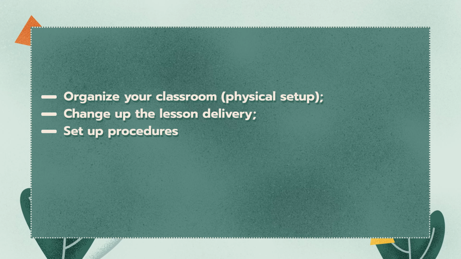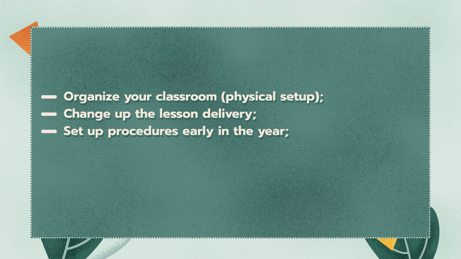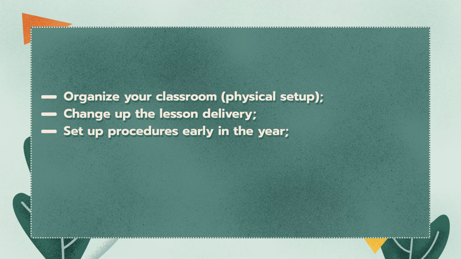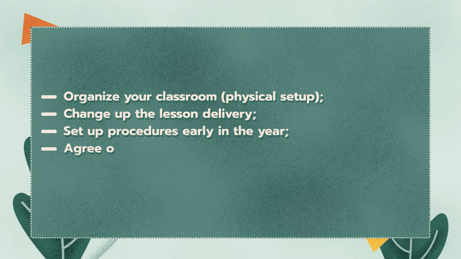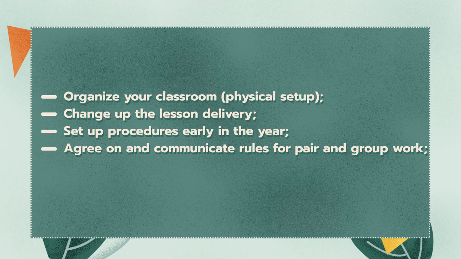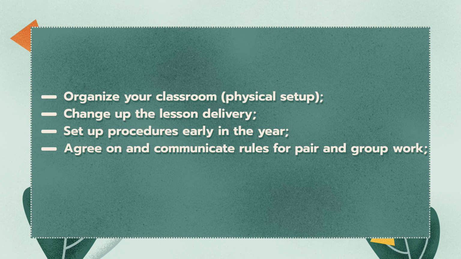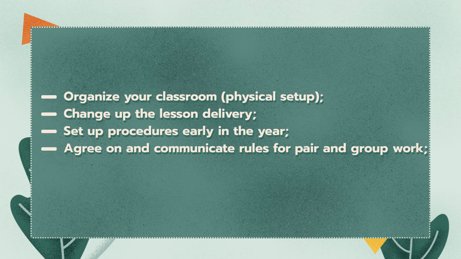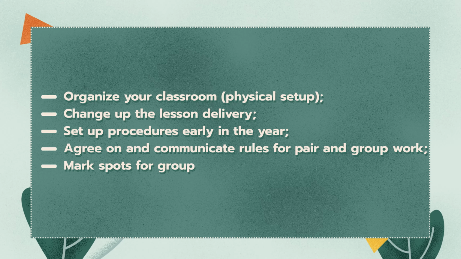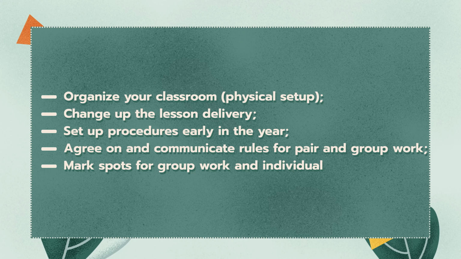Change up lesson delivery to include whole class, pair work, small group, and individual activities as well. Set up your procedures early in the year. You might want to teach your students how to organize and rearrange the furniture for group work themselves. Agree on and communicate the rules for effective pair or group work beforehand. Things like active listening, turn taking, and acknowledging input from others.